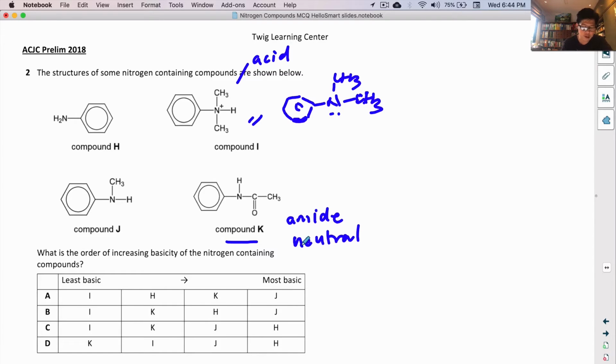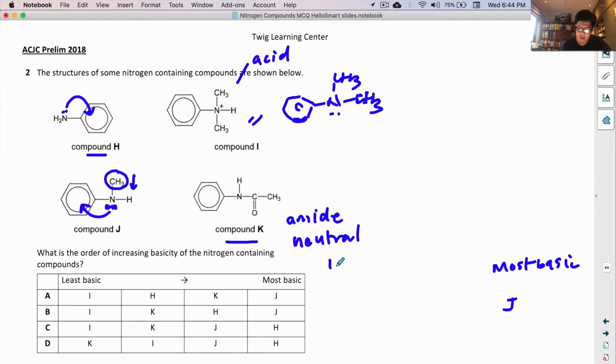These are bases, so this one, the lone pair will delocalize, so it's less basic. Compared to this one, actually the lone pair also delocalized, but this one has an electron donating group, which means the lone pair on this end is actually more available compared to compound H. So the one that's most basic would be J.